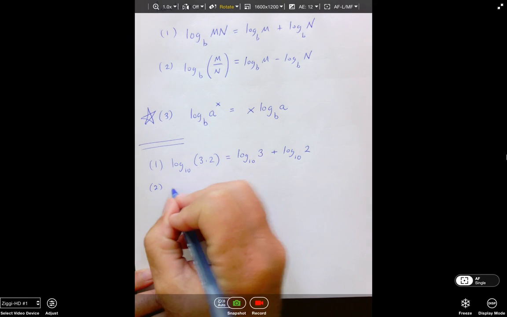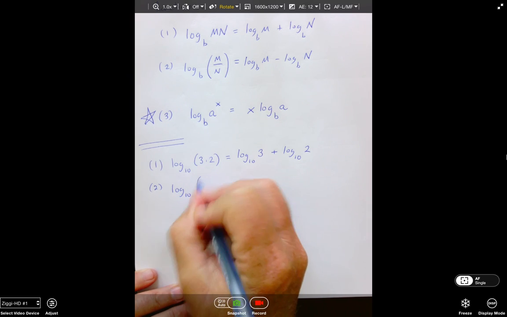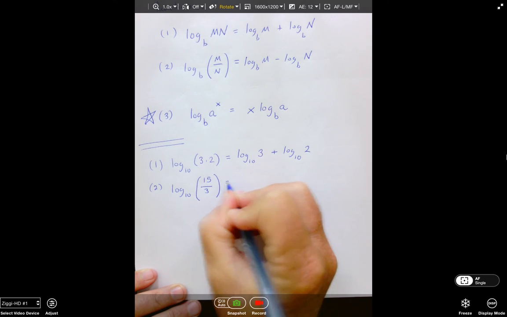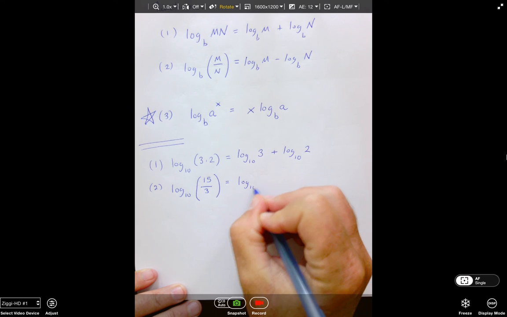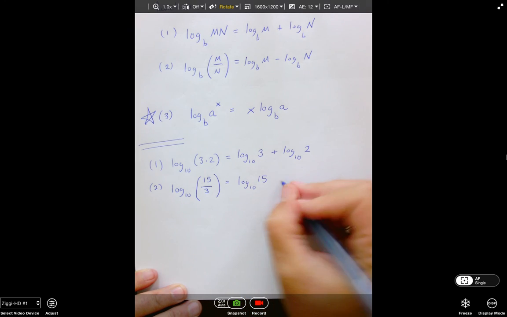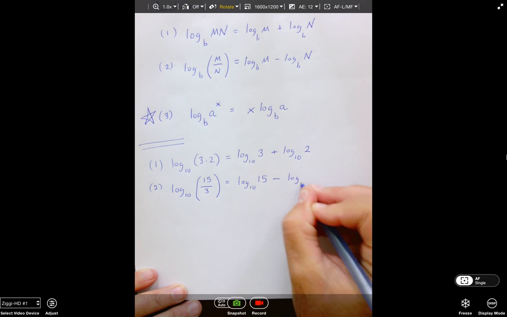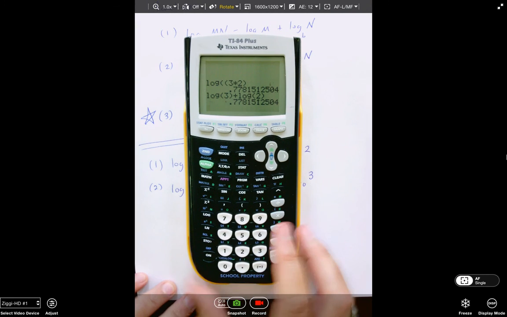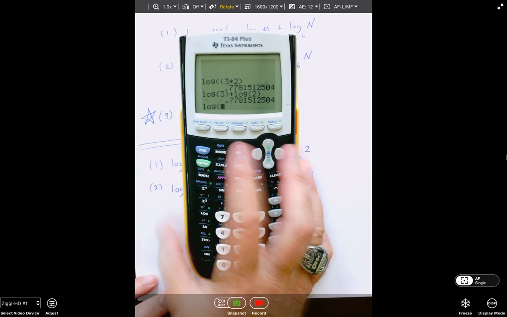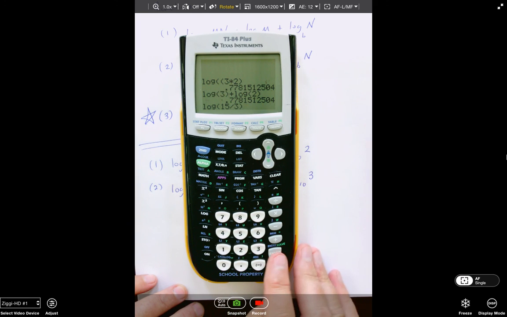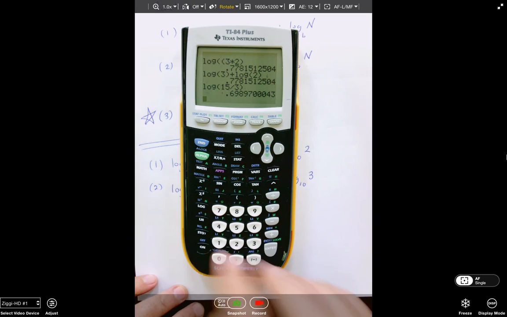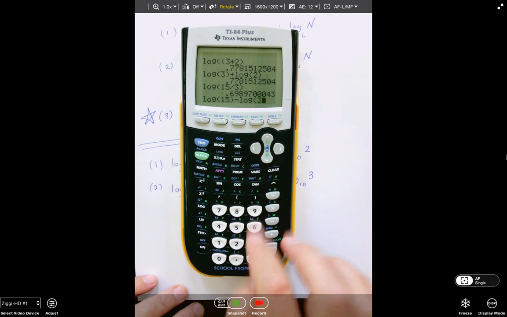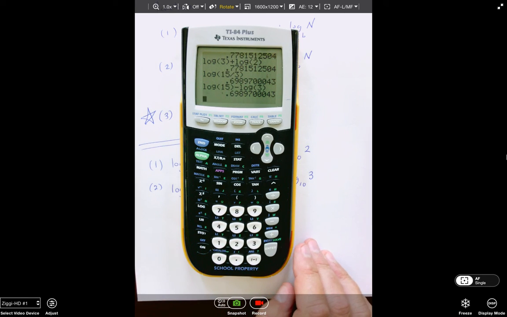Next, we can go log base 10 of 15 over 3. This is going to be log base 10 of 15 minus log base 10 of 3. Guys, let's see if this holds true. So we can go log of 15 divided by 3, and then we can go the log of 15 minus the log of 3. And we get exactly the same thing.